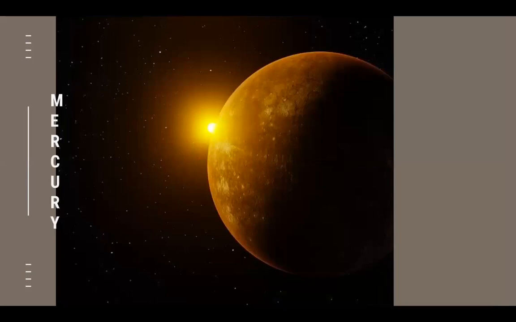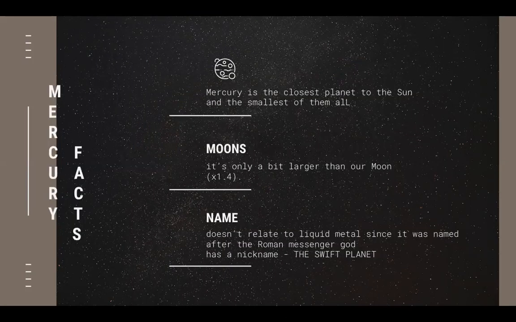So this is a full picture of Mercury. Mercury is the smallest planet in the solar system, and it is the closest to the sun. Mercury is 1.4 times larger than our moon and has a similar appearance, and it does not have any moon that goes around it. Its name doesn't relate to the liquid metal that we know, since it was named after the Roman messenger god. It has a nickname, the Swift Planet, because it is the fastest moving planet of our solar system. Nice.